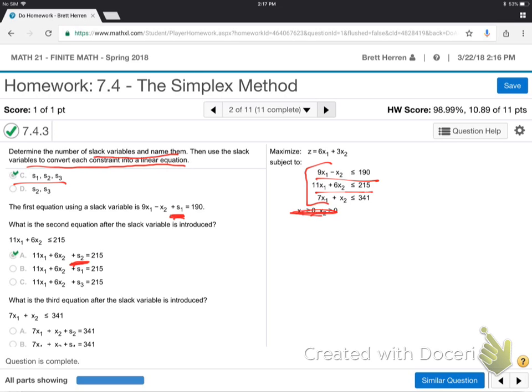What's the third equation? Well, it's the third equation. So here's the third. I think it's off the screen. The third is 7x1 plus x2 plus S3 equals 341. So I just took the third one, and I put in the third slack variable, and it made it equal. Remember, you're always making it equal by bringing up the slack. Good. We good there? All right.